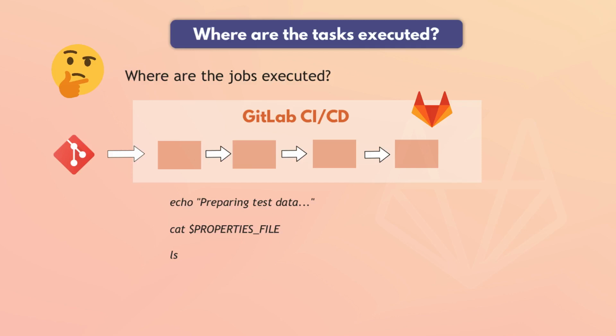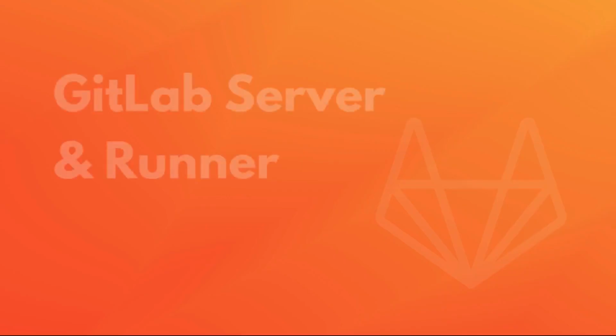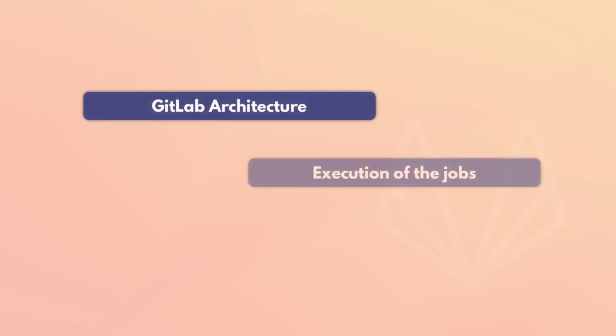It has to be executed on some environment, on some server, right? And obviously in our case, it's a Linux server because we executed Linux commands. But where are they hosted? And that's going to be the topic of this chapter. So let's see how GitLab architecture actually works and how the jobs and pipeline get executed.